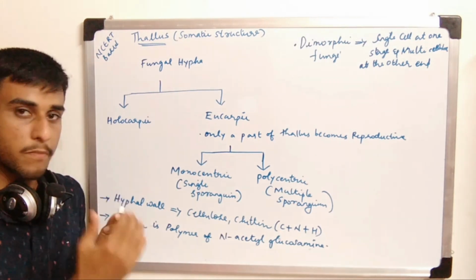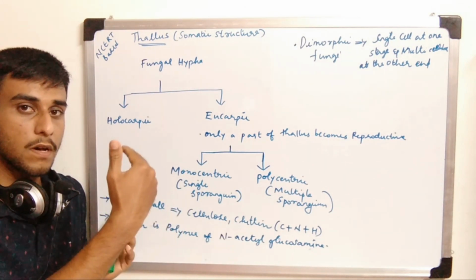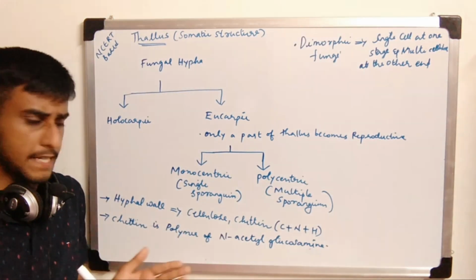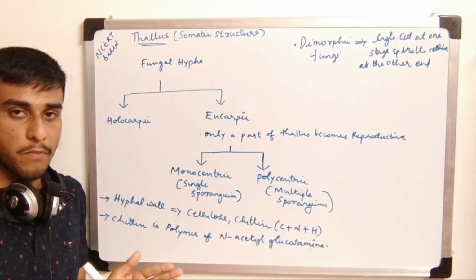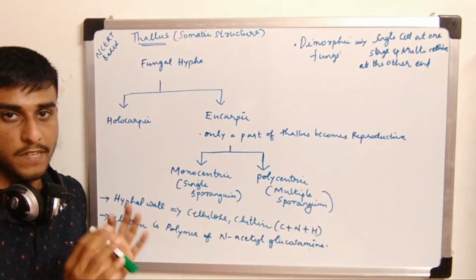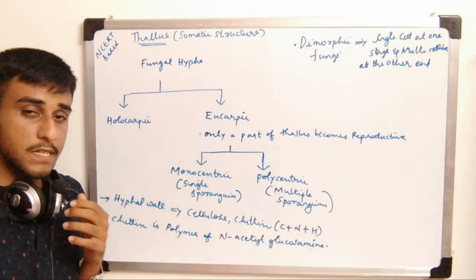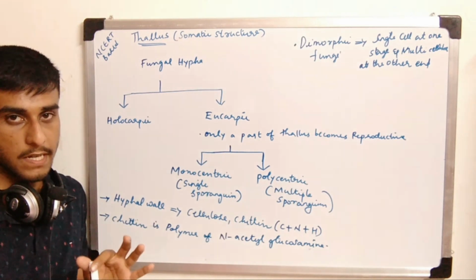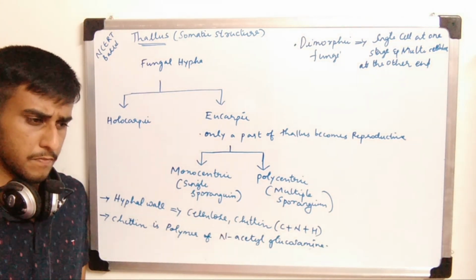Polymer means it contains many monomers of N-acetyl glucosamine. Many N-acetyl glucosamine units are joined together to form the polymer chitin. These are the important things to be remembered in the fungal thallus structure. After that, we will be discussing reproduction in fungi, how fungi reproduce. I earlier mentioned that fungi can reproduce by three different methods. After that, we will be discussing the types of fungi, the classification of fungi.